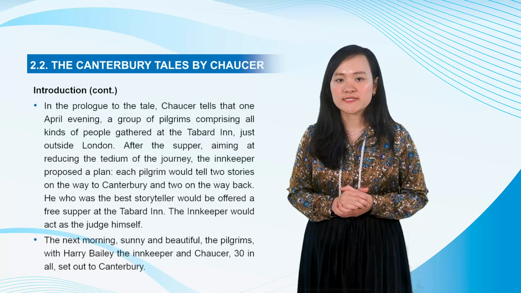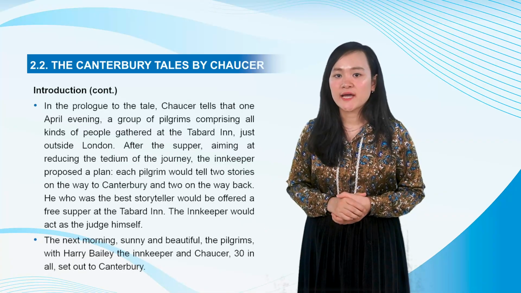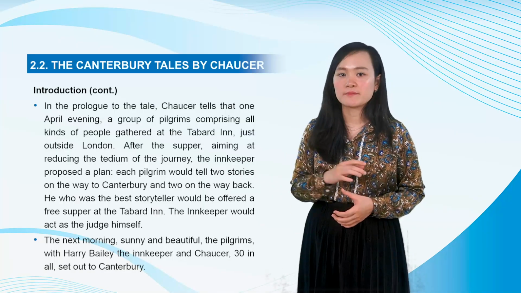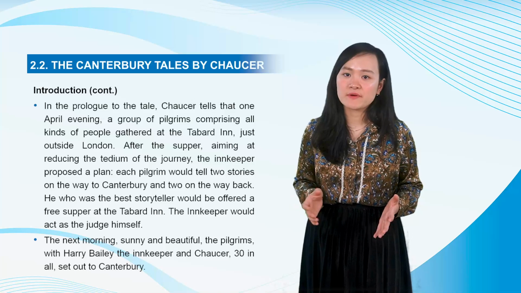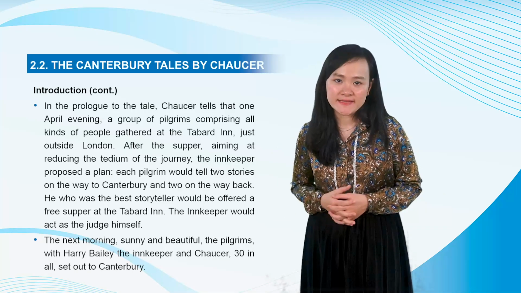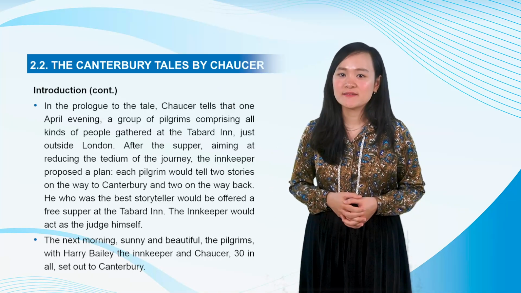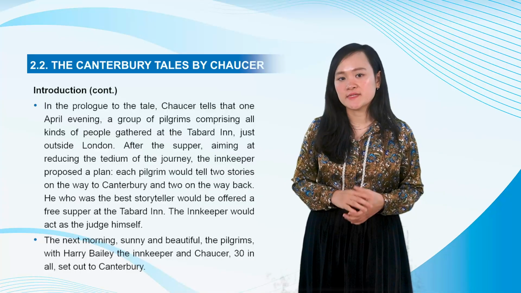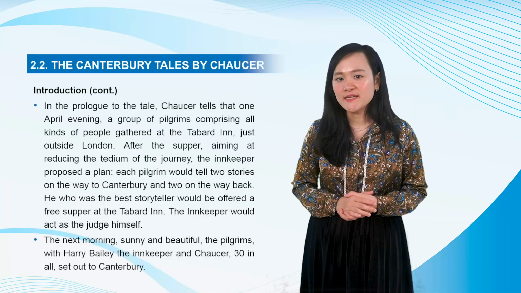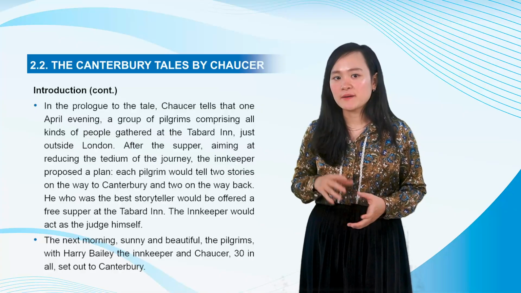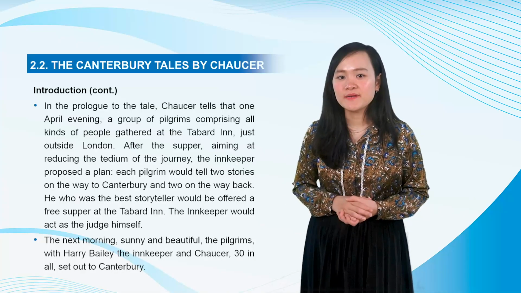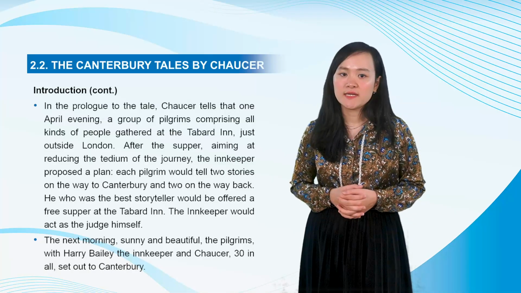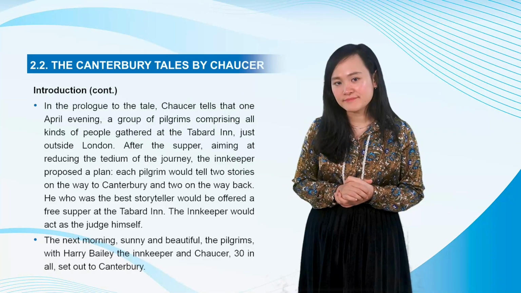In the prologue to the tale, Chaucer tells that one April evening, a group of pilgrims comprising all kinds of people gather at the Tabard Inn, just outside London, after supper, aiming at reducing the tedium of the journey. The innkeeper proposed a plan. Each pilgrim would tell two stories on the way to Canterbury and two on the way back.